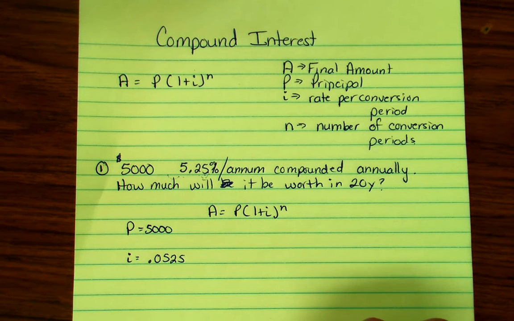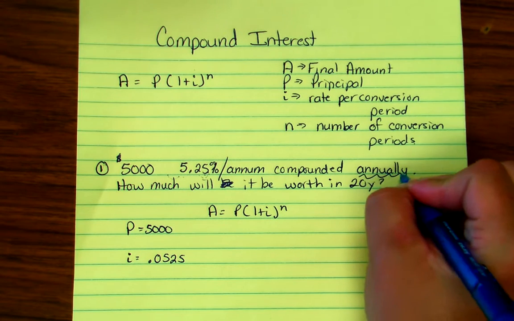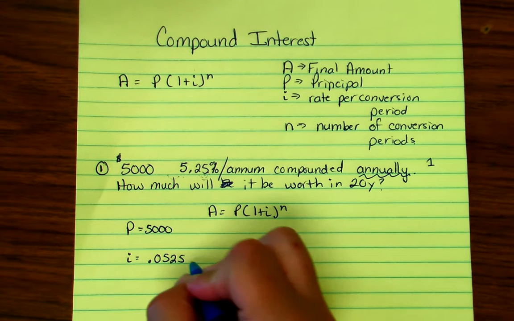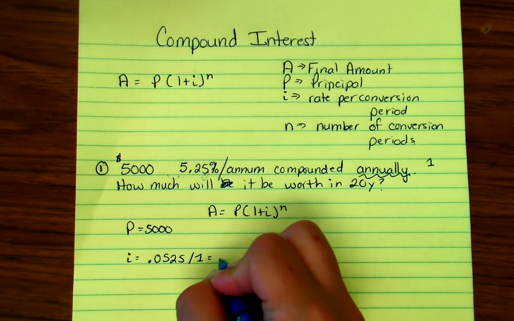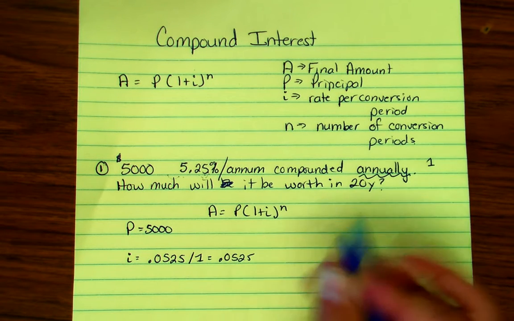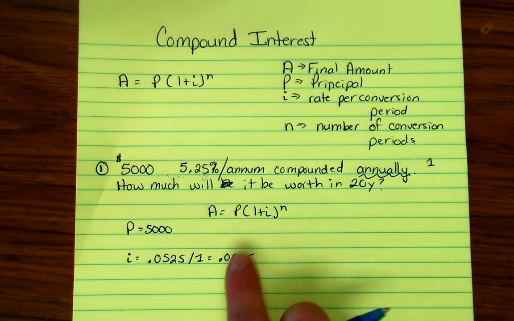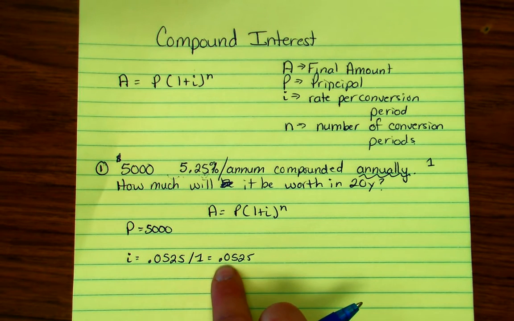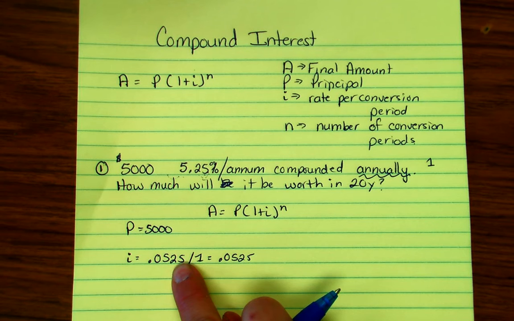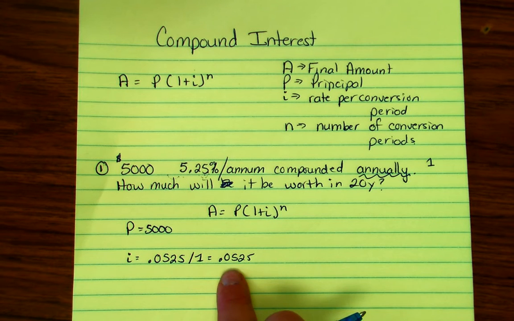Now I have to divide it by the frequency at which it's compounding. In this case, annually means once a year. So technically I divide it by 1. It doesn't do anything, but if the conversion time period is anything other than annually, this is going to change the value for I. But because it's 5.25% once a year, each period has 0.0525.